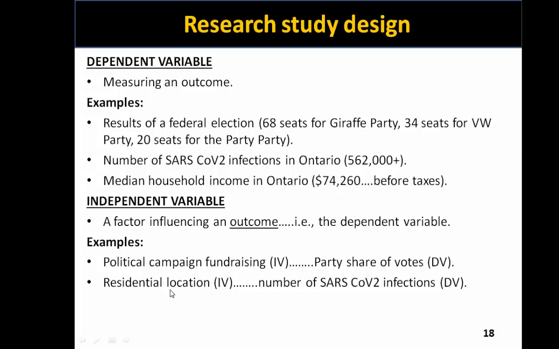Residential location is a potential cause for a certain number of SARS-CoV-2 infections. So residential location would be, in this situation, an independent variable. In terms of household income, it has been shown to be affected by level of education. So once again, the household income is the dependent variable. That's the outcome we're interested in. It is dependent upon the level of education.